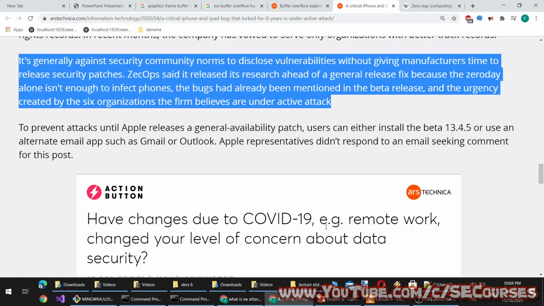It's generally against security community norms to disclose vulnerabilities without giving manufacturers time to release security patches. SECourses said it released its research ahead of a general release fix because the 0-day alone isn't enough to infect phones. The bugs had already been mentioned in the beta release, and the urgency created by the 6 organizations the firm believes are under active attack.